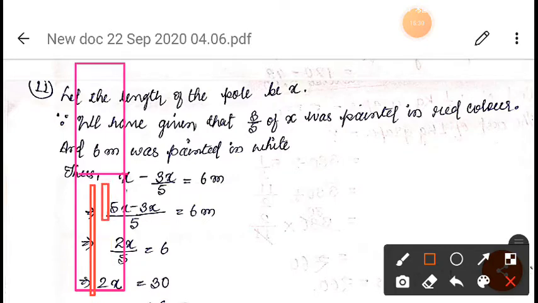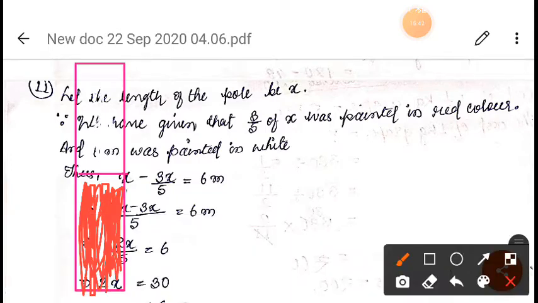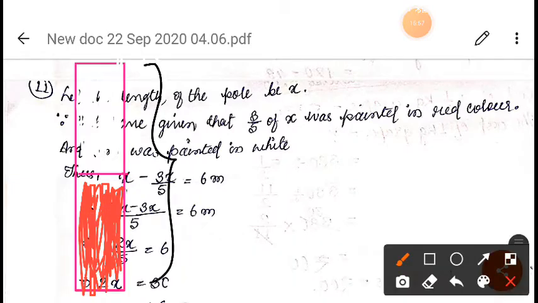This part is painted with red color, and the remaining part is painted with white color, like this, okay. So we have to find the total length of this pole, okay. So how can we find it out? Let us see. I hope you have understood the question, right?